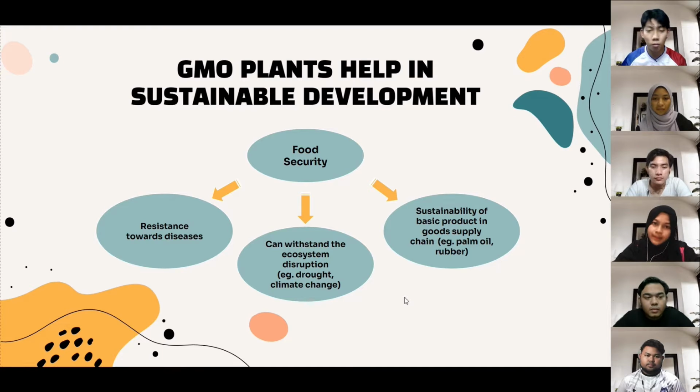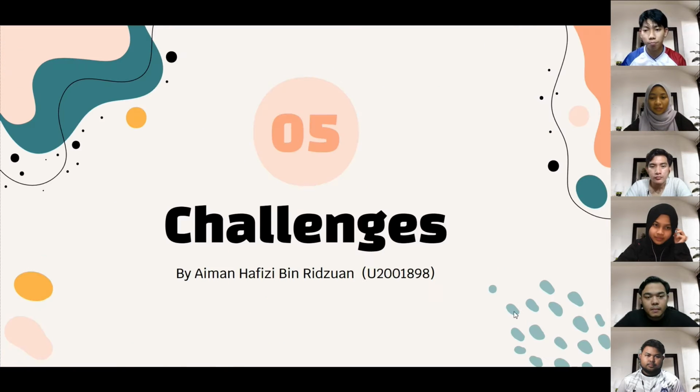As we know, around the world there are now very bad droughts and climate change. Luckily Malaysia has very nice weather, and because of these GMO plants, this is one of the factors. And the last one is sustainable supply of basic products, such as palm oil and rubber. Because of this food security, we can produce more and sustain the basic products. Let's move on to Aiman.